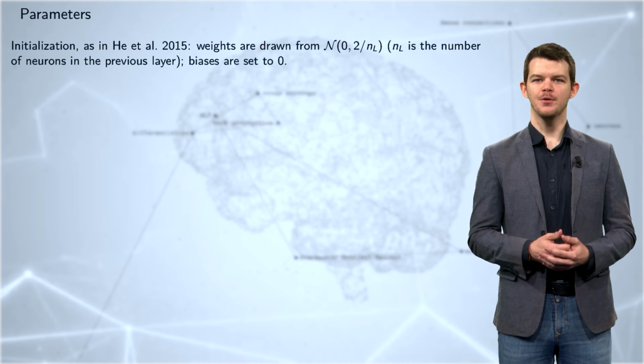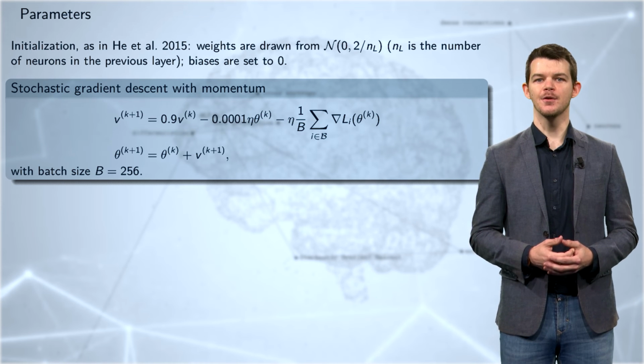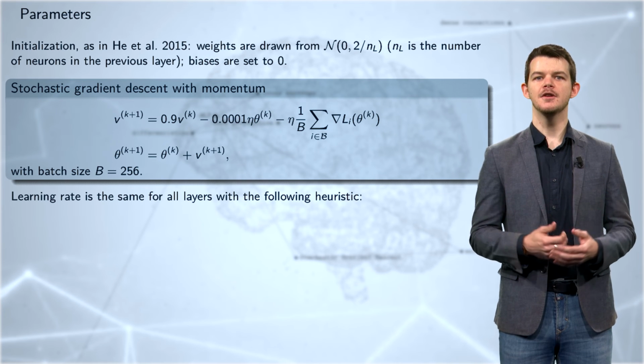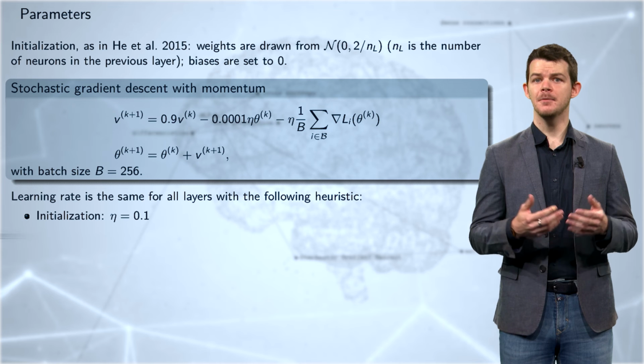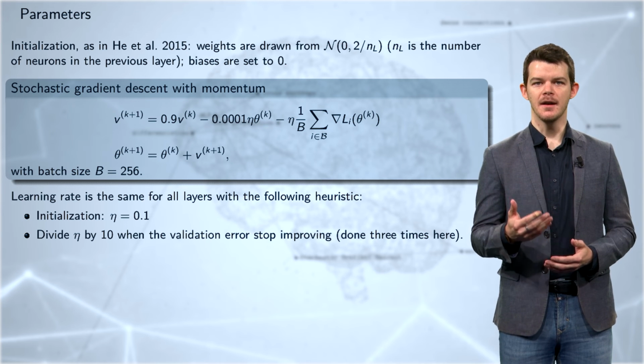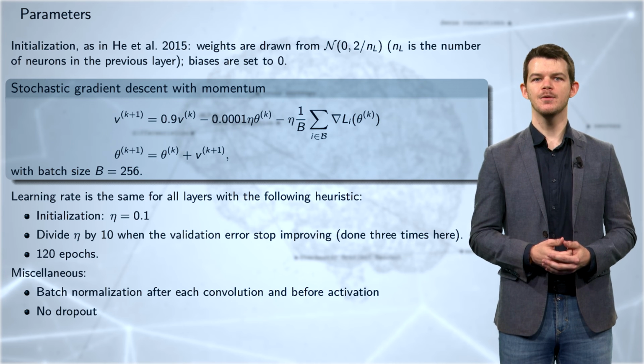The optimization procedure follows the initialization of He et al. that we have seen in the first session. Biases are set to 0. Stochastic gradient descent with momentum is used with a batch size of 256, and the learning rate is set to the same value for all layers. The learning rate is initialized with 0.1 and divided by 10 when the validation error stops improving. The training lasts 120 epochs. Batch normalization is also used after each convolution and before activations, and no dropout is used in the network.